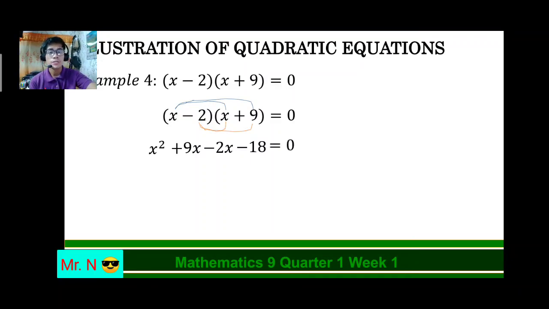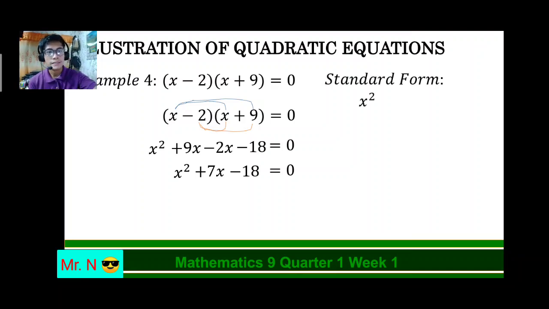So combining like terms, 9x and negative 2x, they both have variable x, so we should combine them. So we have now x squared, 9x minus 2x, 7x, positive 7x, minus 18 is equals to 0. So we already simplified the given equation. And now let's see if it is written in standard form. Let's check. X squared, quadratic term, check. 7x, okay, check. Linear term yon. And negative 18, constant term, check. So meaning to say, x squared plus 7x minus 18 is equal to 0 is a quadratic equation written in standard form.